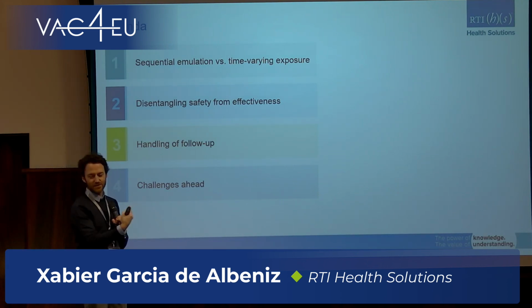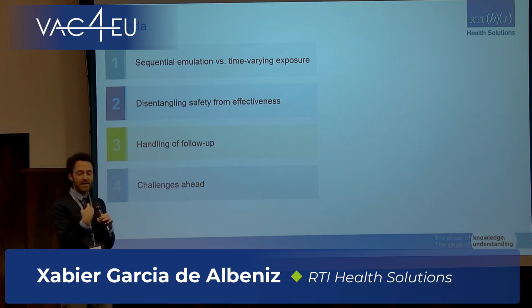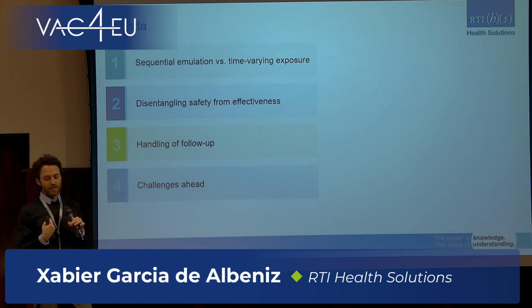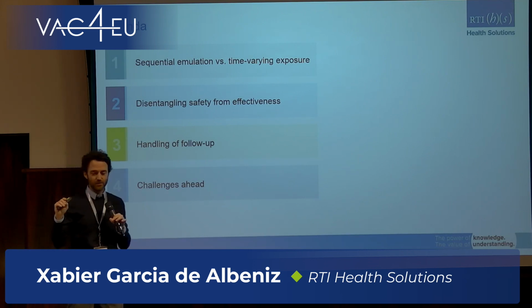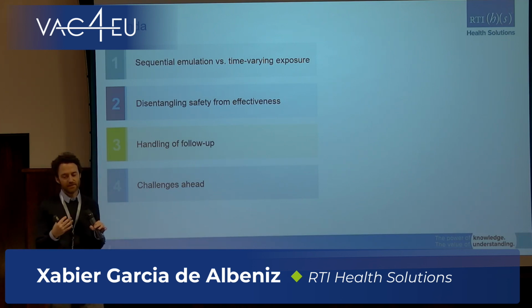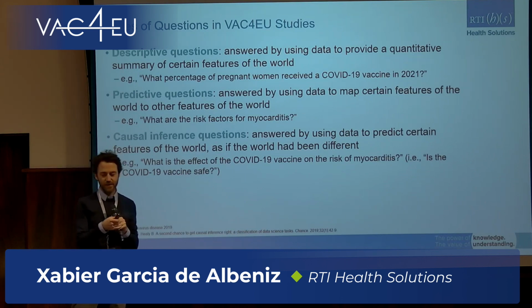First, I will try to discuss the differences between sequential emulation and just using a time-varying exposure for your study. Then we'll have a few slides to discuss how to differentiate between safety and effectiveness of our vaccines when some of the effect might be mediated by prevention of COVID-19 disease. Then the third part will be about how to handle follow-up when all the controls get vaccinated. And then the fourth one will be about challenges that we're facing and how we are addressing those. So, sequential emulation versus time-varying exposure.